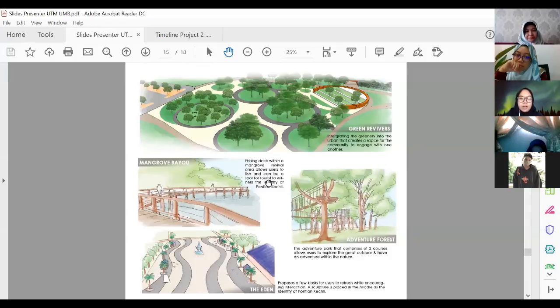And finally is the Eden. It is a place that proposes a few kiosks for users to refresh while encouraging interaction within the area. As you can see, the sculpture is placed in the middle of the area as an identity of Pontian Kecil. So that's all from me.